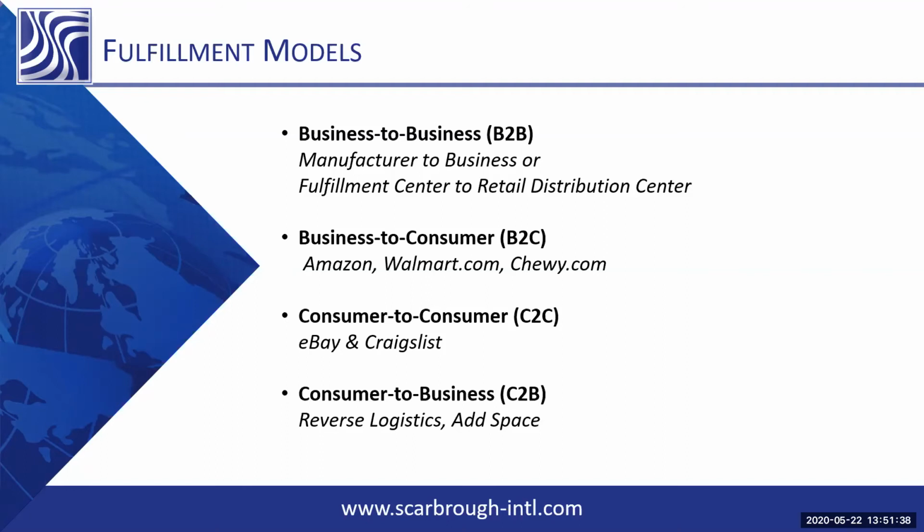The next model is consumer to consumer, C2C, which is one consumer selling directly to another. Something like eBay, Craigslist, Etsy, those kinds of things represent C2C fulfillment models.